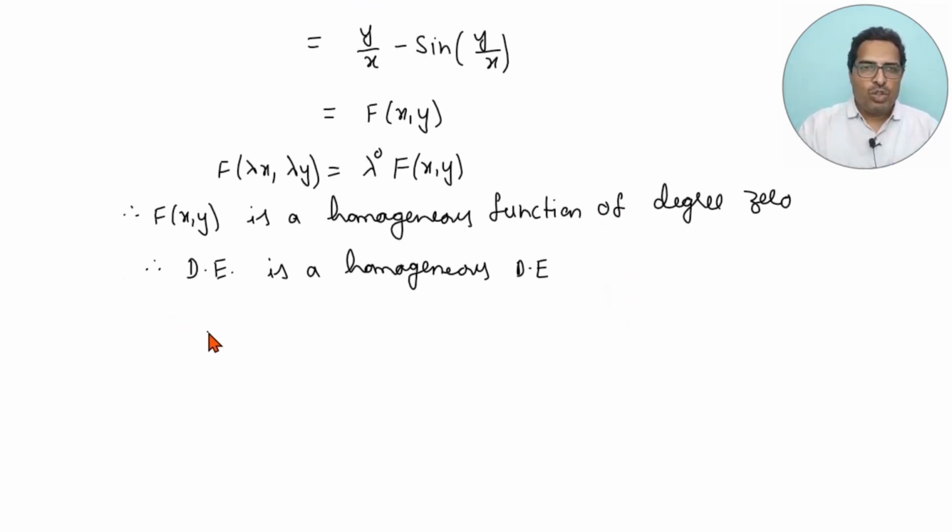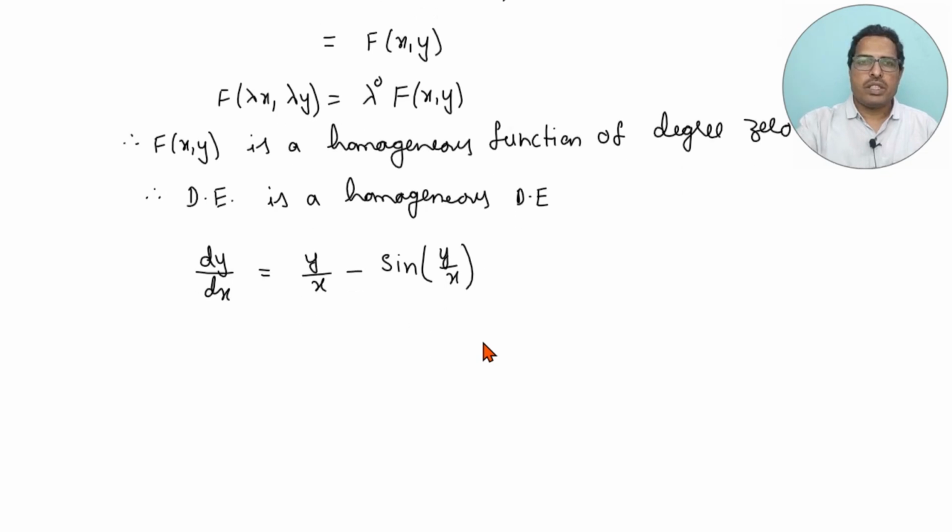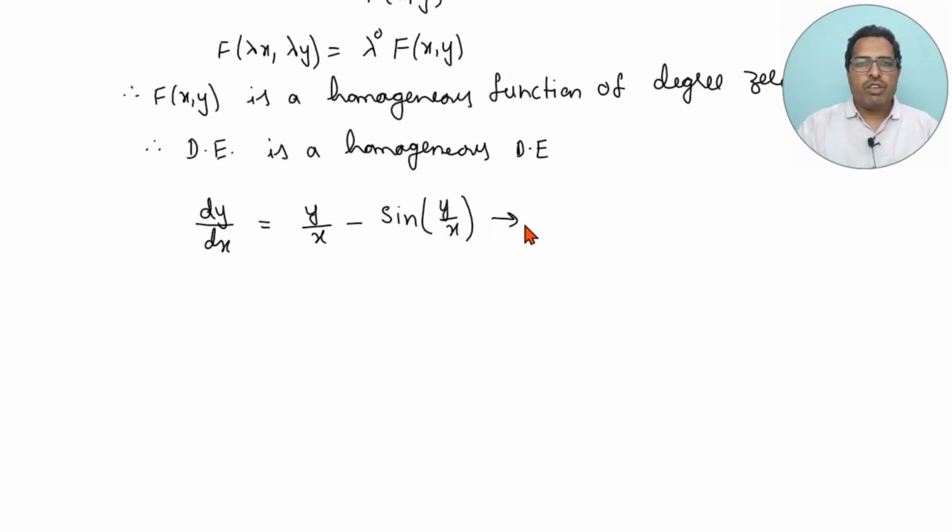So what is that homogeneous differential equation? We have dy by dx is equal to y by x minus sine of y by x. Let us take this differential equation as equation number 1. Now to solve this homogeneous differential equation, we have to make one substitution. We will put y equal to vx.